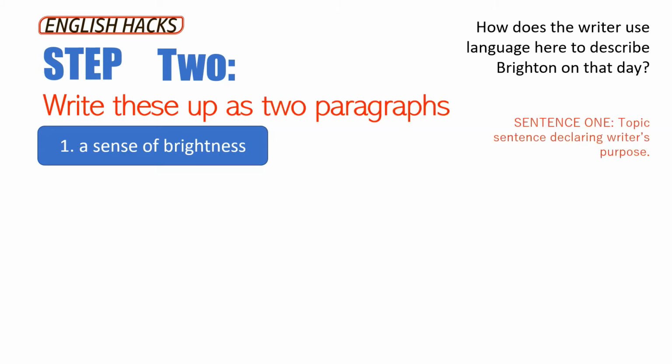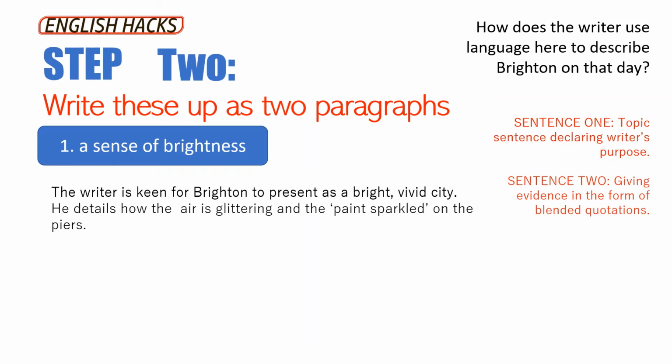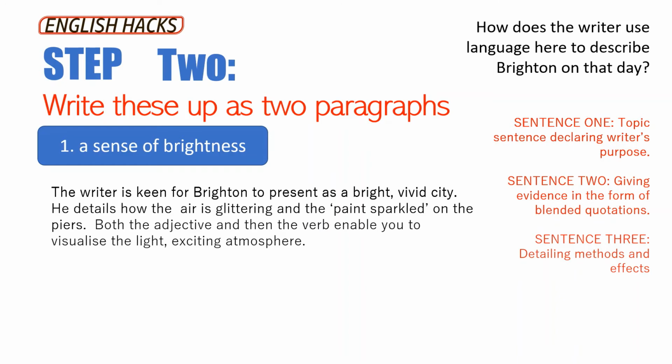So now to write our 2 paragraphs. We begin with a topic sentence declaring the writer's purpose. The writer is keen for Brighton to present as a bright, vivid city. We then move on to give evidence in the form of blended quotations in sentence 2. He details how the air is glittering and the paint sparkled on the piers. And finally, in the third sentence, we detail methods and effects upon the reader. Both the adjective and then the verb enable you to visualize the light, exciting atmosphere.